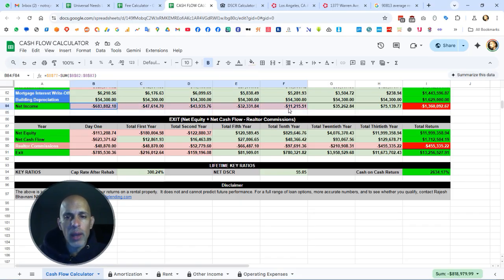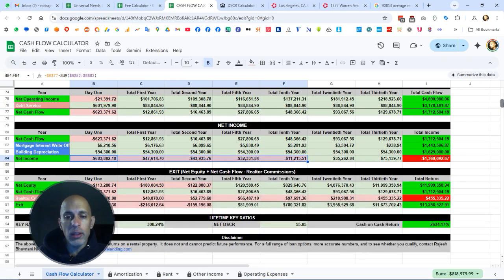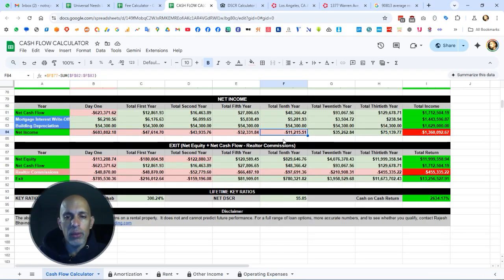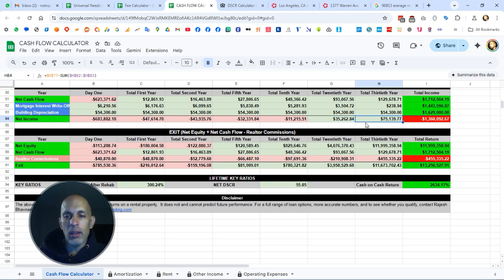Net income, you get to write off. You're not paying taxes on any income for the first 10 years. On your 20th year, you're going to have to pay taxes on $35,000. Of course, in 20 years, that $35,000 is probably going to be worth the equivalent of $3,500 today, given inflation. 30th year, you're going to have to pay taxes on $75,000, which is probably going to be the equivalent of $7,500 today, given inflation.